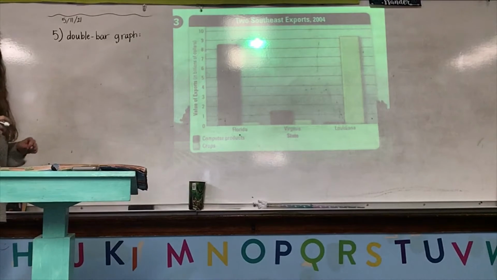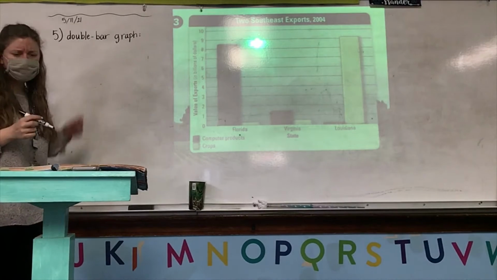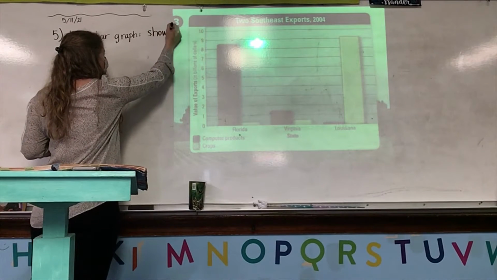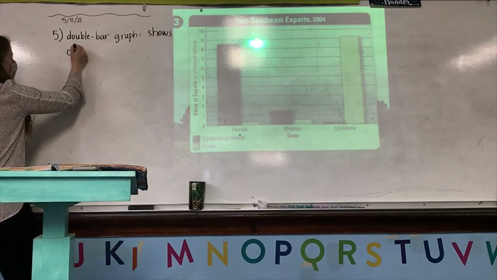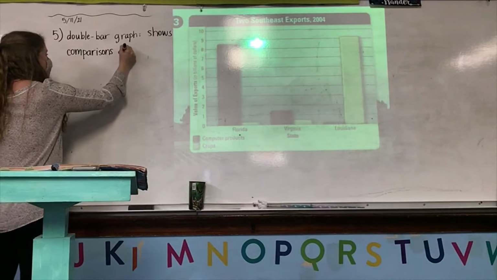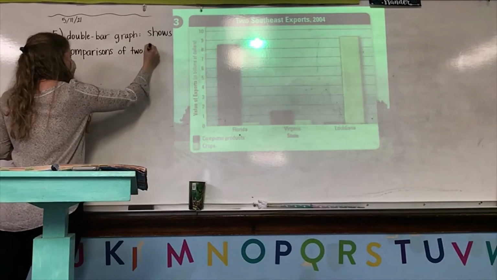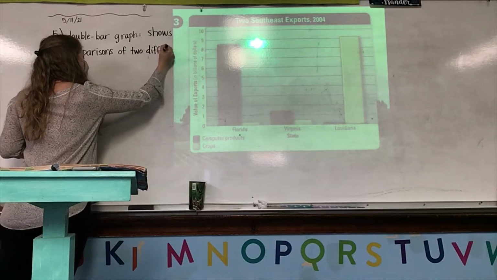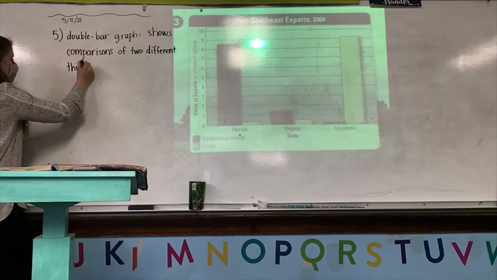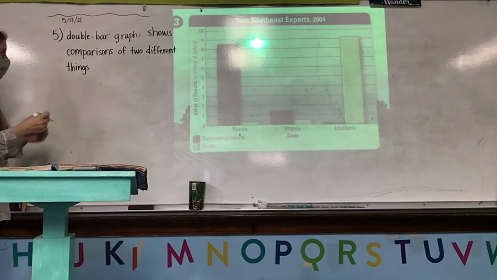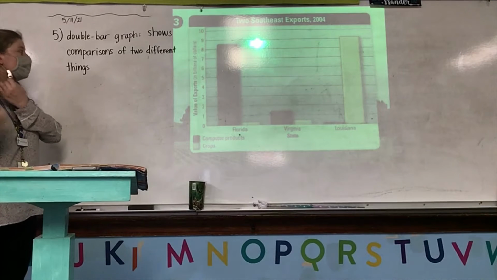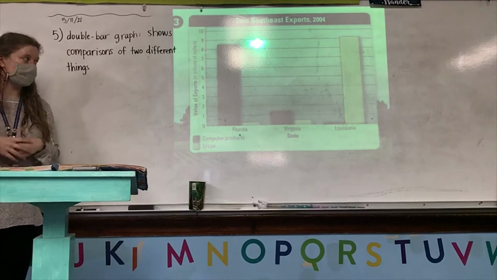And what does a double bar graph do, Lena? Shows comparisons of two different things. So a double bar graph shows comparisons of two different things.